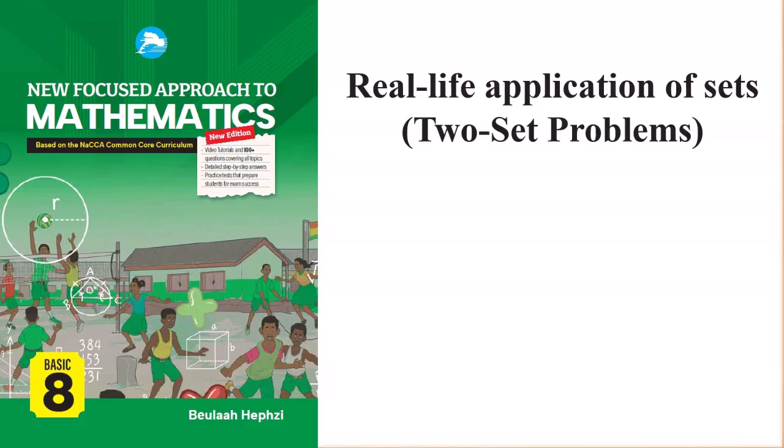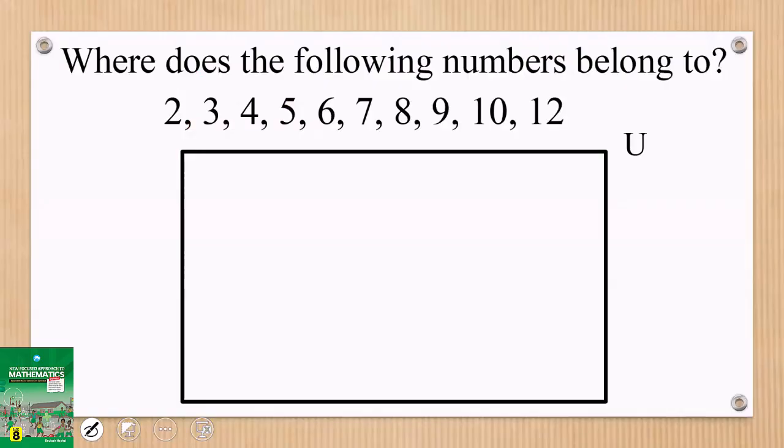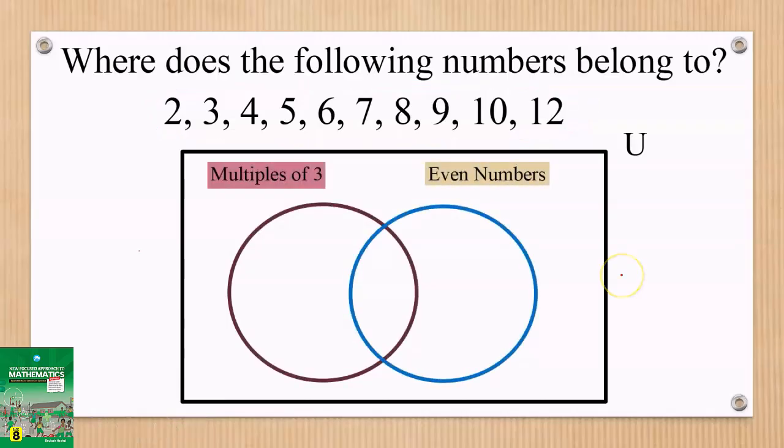This is the revised edition, and in this video we're looking at real-life application of sets, that is two set problems. Now let's take this scenario. I'm going to have two circles, or let me first say that, we have a universal set which we call the rectangle, and the universal set means all the elements here can be found in this big set. Now let's have a subset called multiples of 3 and another subset called even numbers. Now what we want to do is put all these numbers into the various regions created here.